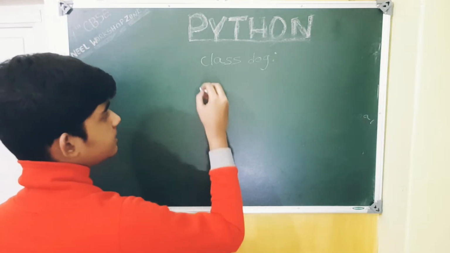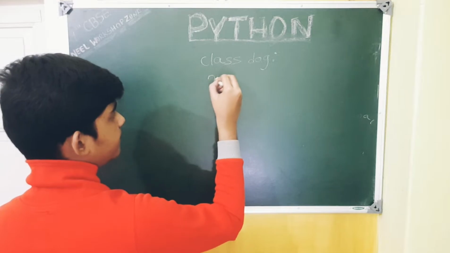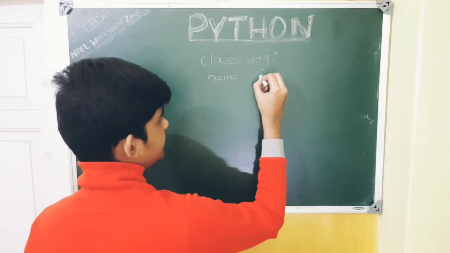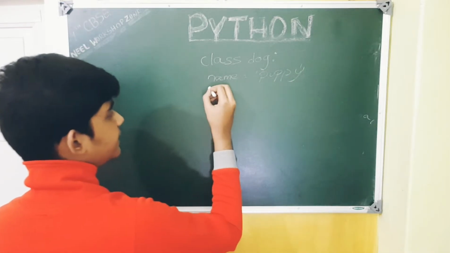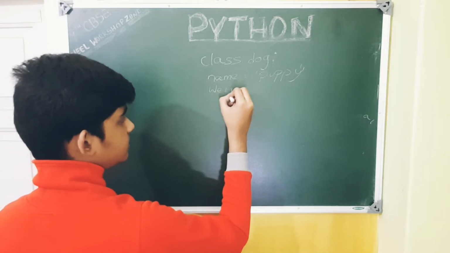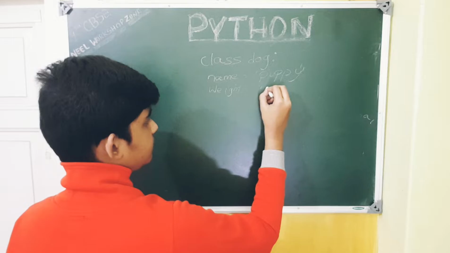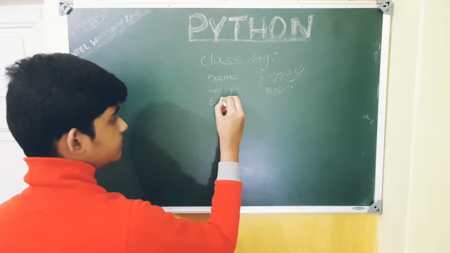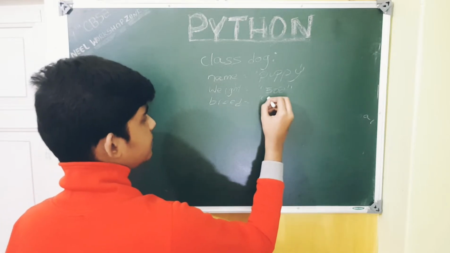Now let's write some simple things like name. Let's just write puppy. It's not a good name, but it's just for an example. Let's write the weight is 500 grams, and let's write the breed is lab.